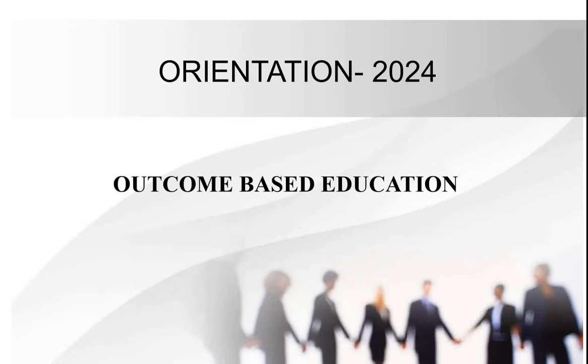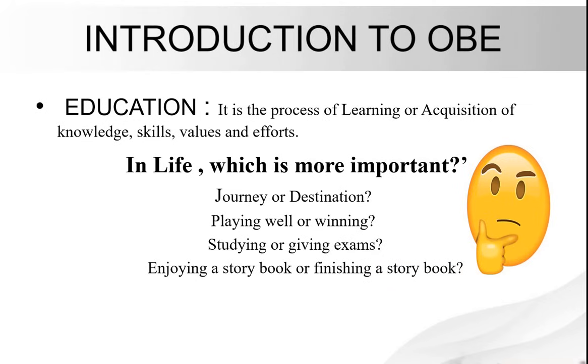But before I orient you in detail about OBE, let us recall the term education. According to Wikipedia, it is the process of learning in order to obtain knowledge, skills, values, and efforts. In short form, KAB, that is knowledge, attitudes, and behaviors. In this context, there are two components. The first one is learning, the second one is acquisition of knowledge, skills, values, and efforts.